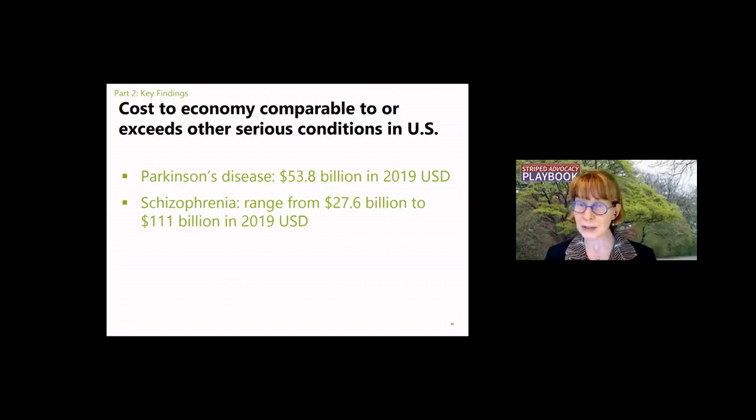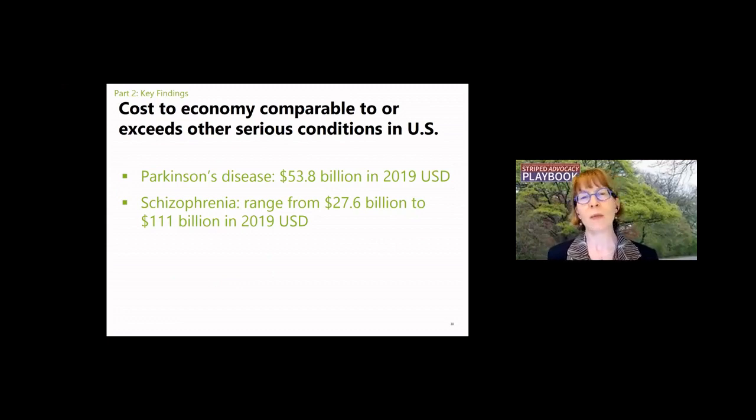Okay, now the comparison to other conditions that you'd probably be more familiar with. Parkinson's disease, with very similar methods used by other researchers for cost of illness, is placed at about $54 billion in 2019 in the US. Parkinson's is something that we clearly know is a very high public health priority, and it actually comes up as less of a cost to the US economy than eating disorders.